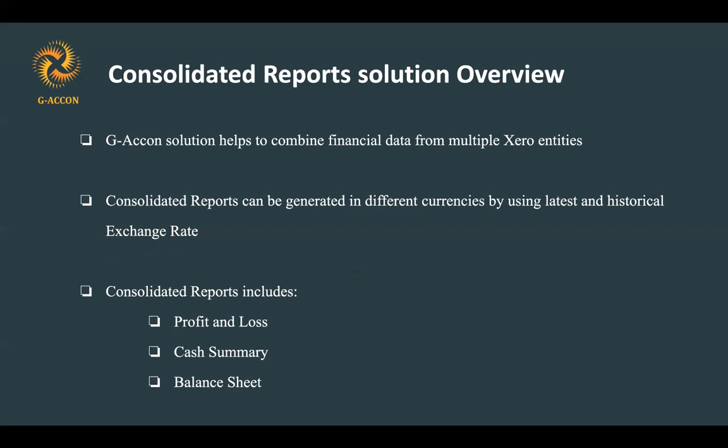We have 3 reports: profit and loss, or income statement for a US-based company, cash summary, and balance sheet. We feel these are the most important reports, which can bring you benefits, but this is again the beginning. We're waiting for your feedback to check what else can be needed, or maybe some enhancements. We are open to this.